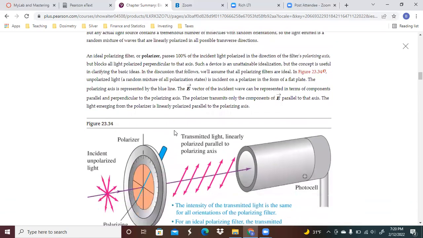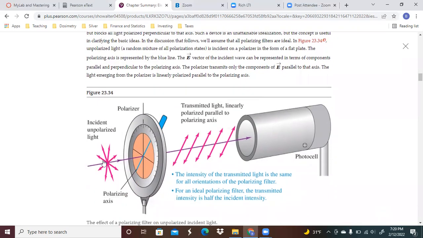An ideal polarizing filter, or polarizer, passes 100% of the incident light polarized in the direction of the filter's polarizing axis. So you've got light coming through here. You've got a polarizing axis. In other words, I want only light that oscillates its electric field at that particular angle. If that's what you want, you put that in there, and this is the only stuff that gets let through.